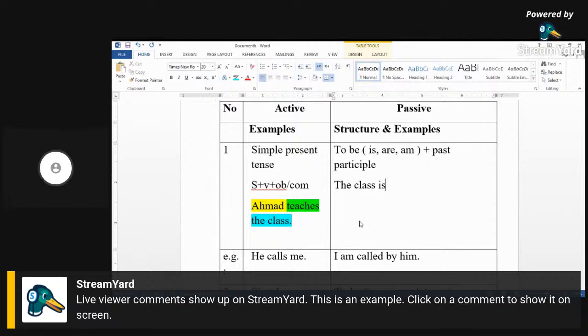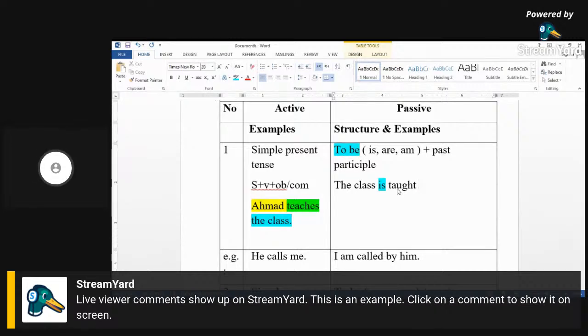The class is. So the class is singular. We write down is. We use from to be. To be is in here is. So after that we write down the third form of teach. We write down taught. The class is taught.